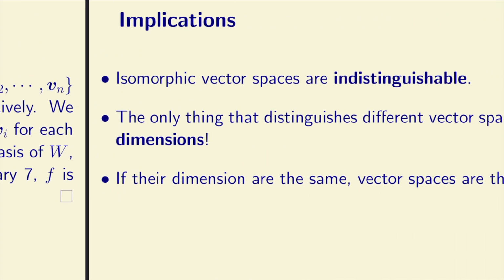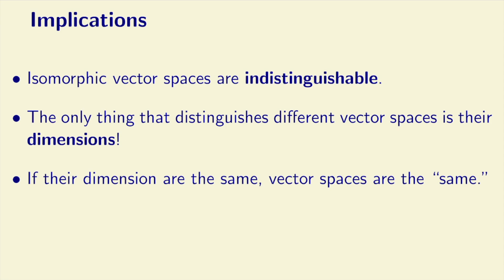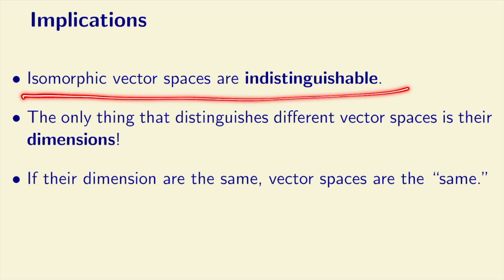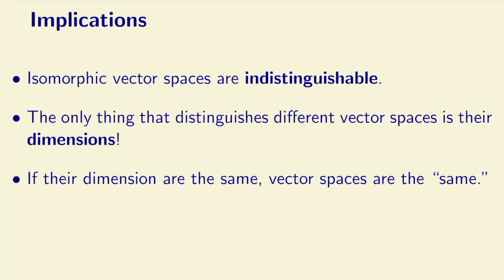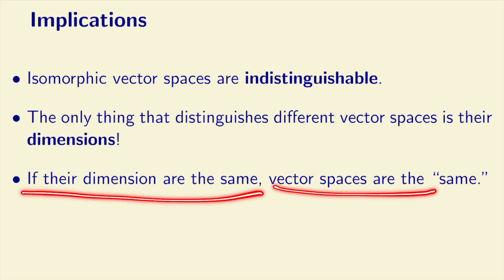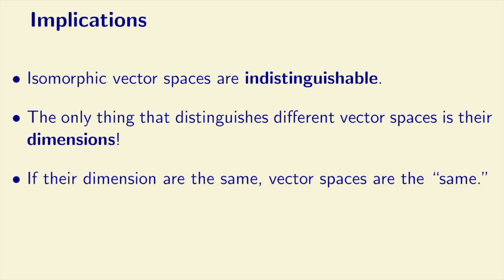The final page summarizes the implications of this. It says that isomorphic vector spaces are indistinguishable and that the only thing that distinguishes different vector spaces is their dimensions. Whoa, so all n-dimensional vector spaces are basically the same. Like R3 is a specific example of a 3D vector space, but it's not the only one, and any other 3D vector space is isomorphic to it. That's exactly right. The notes say that if they have the same dimension, vector spaces are the same. Man, that's a pretty big idea. It really ties everything together.